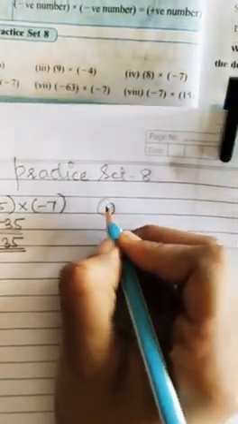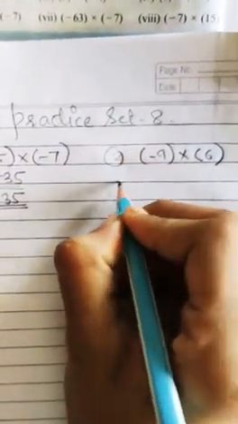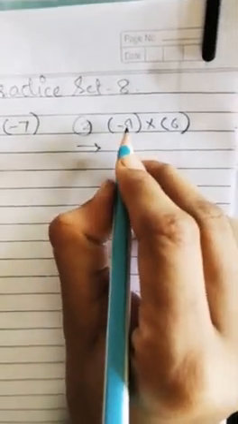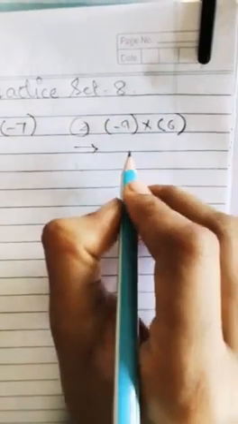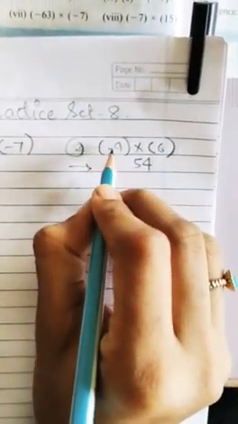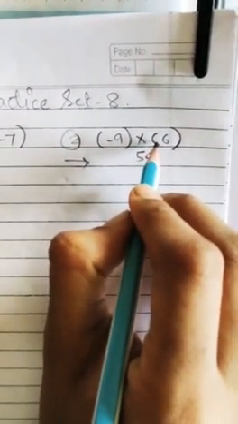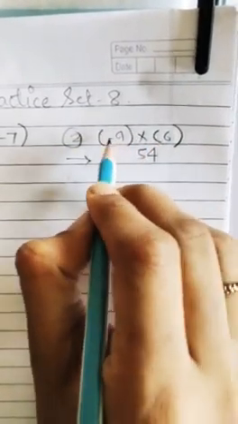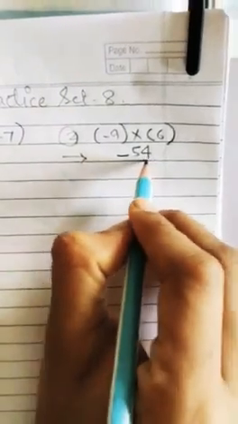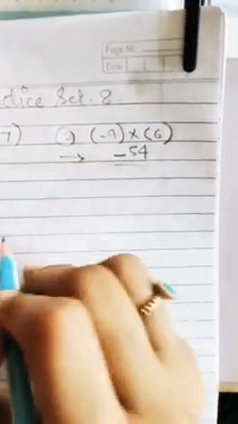Second one is minus 9 multiplied by 6. First multiply the numbers. 9 6s are 54. This minus is multiplied by a plus, since there is no sign, which means plus. Minus multiplied by plus gives minus, so we put a minus sign with the product. These are the multipliers, these are the multiplicands, and this is the product.